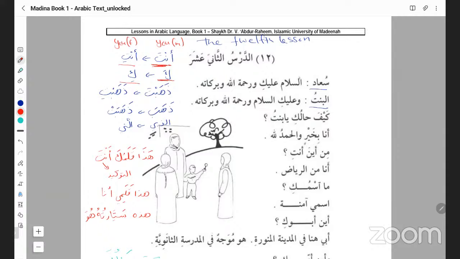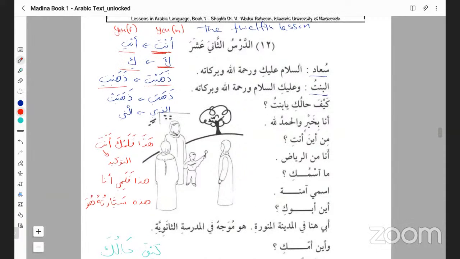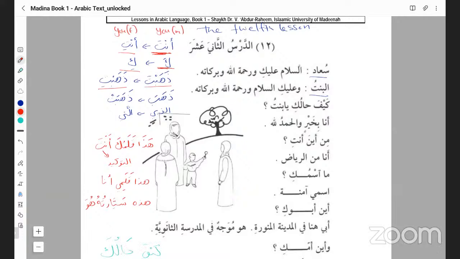And then we have dhahab. Dhahabta, and then we have dhahabti. So dhahabta, you went, basically, in the past tense. It's not adhabta, it is dhahabta. You went. And dhahabti, you went, but in the past tense, for female. So dhahabta, male. Dhahabti, female.